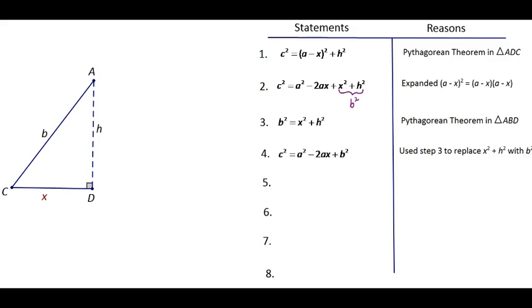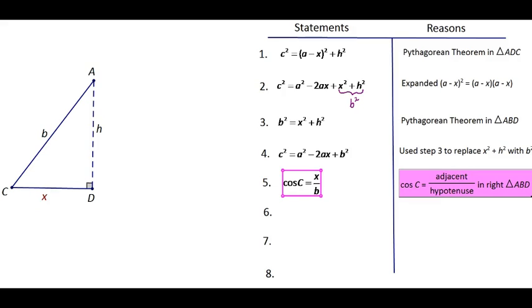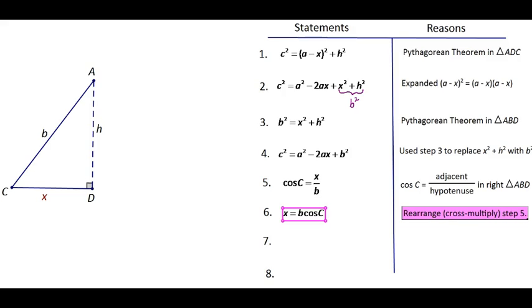Next, we use a bit of right triangle trigonometry. The cosine of angle C is equal to the adjacent over the hypotenuse, X over B. If we bring this B over to the other side, one way you can do that is cross multiply if you understand that better. But B times the cosine of C is equal to X. So it's just a bit of rearranging in step 5 that we do.